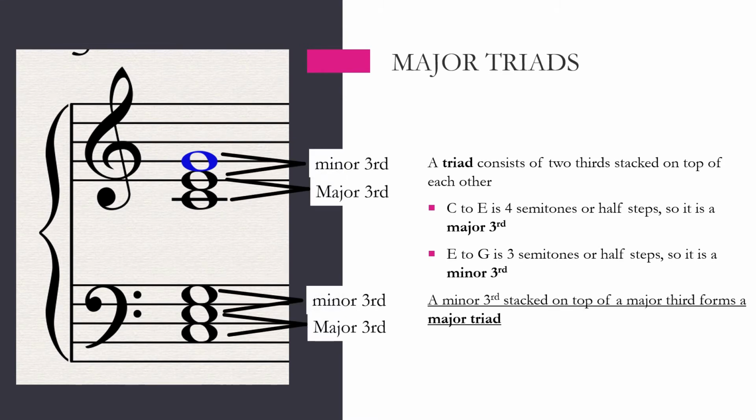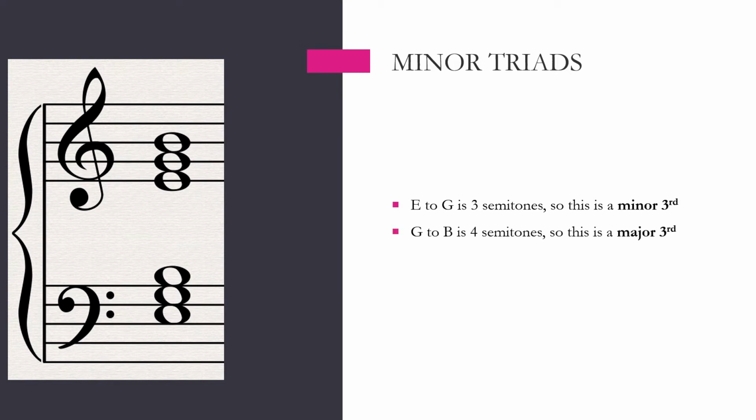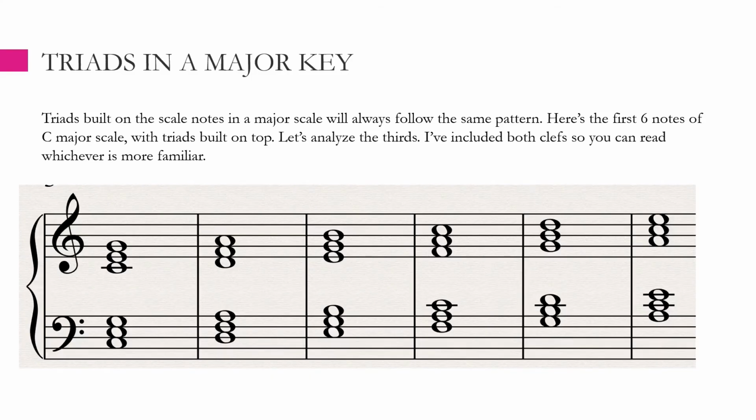Really, really simple. Let's look at a minor. It's actually even simpler if you know what a major triad looks like, because a minor triad is just an inversion of that. So E to G in this case, we got E to F natural, F sharp, G, just like in the last triad. That's a minor third, and stacked on top of that is a major third. So we've really just inverted whether we have a minor on the bottom or major on top, or vice versa. So a major stacked on top of a minor gives us a minor triad. Ta-da! Really, really simple. So here's all the triads in the C major scale, or at least the first 6.